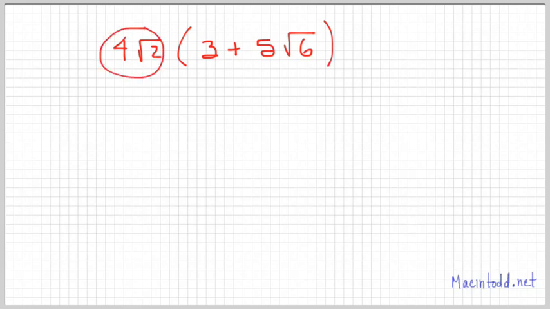Okay, now let's look at a little bit tougher one. So I've got 4 root 2 times 3 plus 5 root 6. Now I have to use the distributive property. I have to take this whole term times 3. Okay, the 3, you notice, isn't under a radical. When I multiply it, the 4 is not under a radical, so that's the outside of the radical stuff. And the inside is just a root 2. Now I distribute it to the next term.